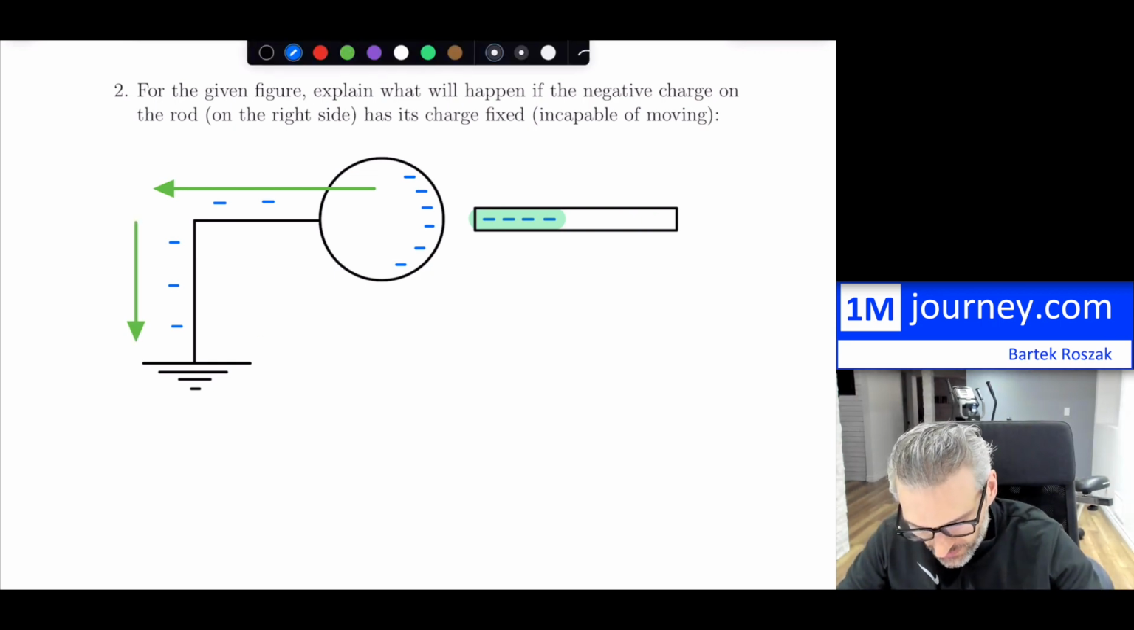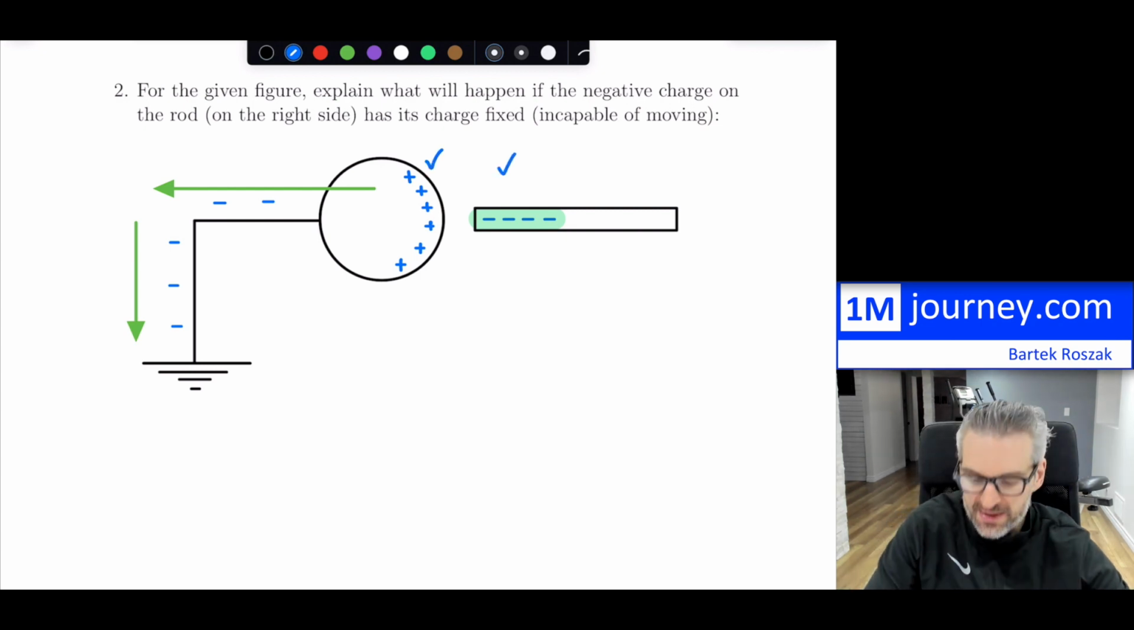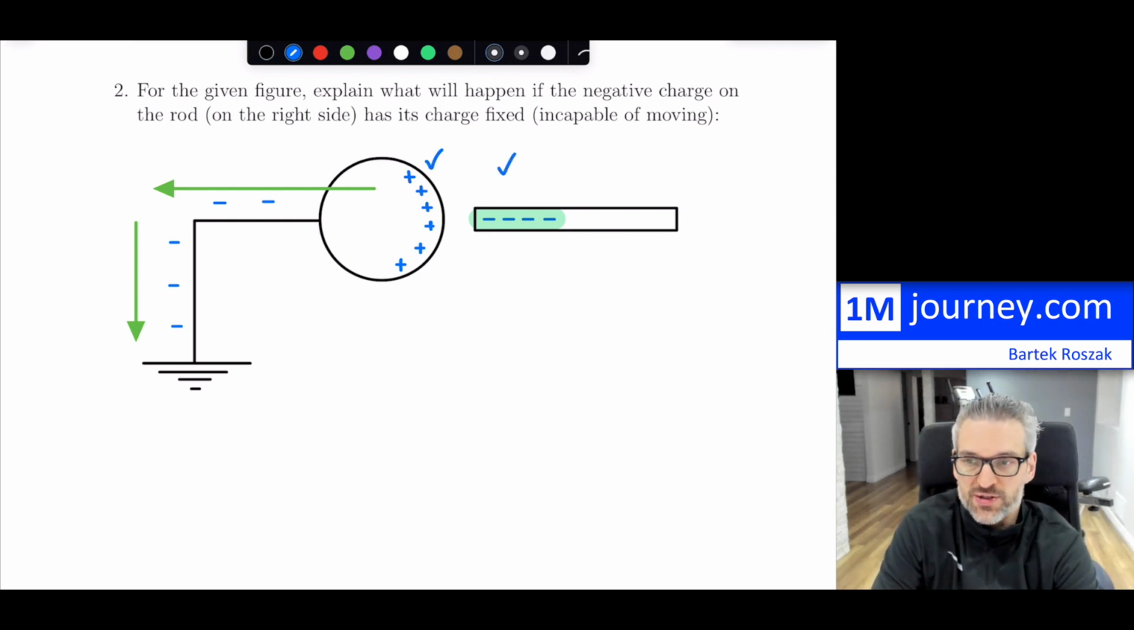And this is going to turn into kind of positive charges left over, so that these two can balance each other off, right? So in terms of induction, that's what will happen for this. And that is it, right? So that's all that's going to happen.